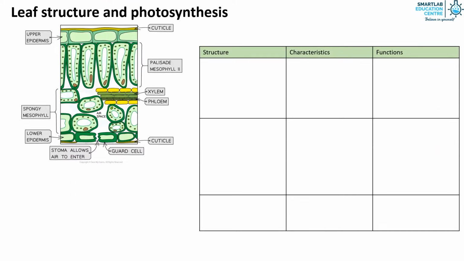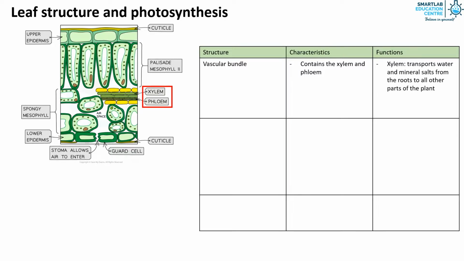Next, we have the vascular bundle. It contains the xylem and phloem. The xylem transports water and mineral salts from the roots to all other parts of the plant. The phloem transports food made by the leaves to other parts of the plant. We will study this in greater detail in the subsequent video.